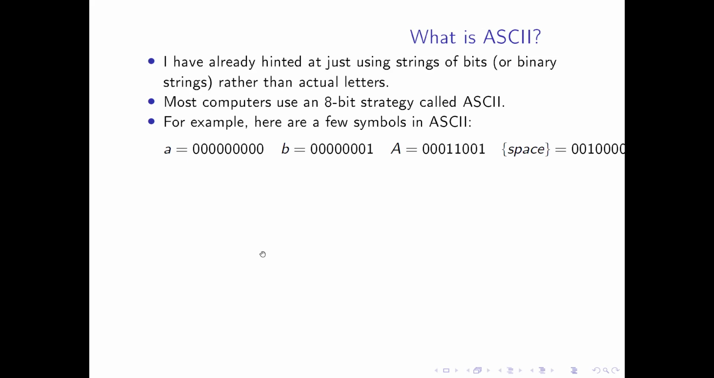So for instance, here are a few examples. The lowercase a is literally all zeros. Lowercase b, all ones. The uppercase A, look at this. Can anyone guess what, in ASCII, if I gave you the value 000110000, what would that be? And you're probably like, I don't know.